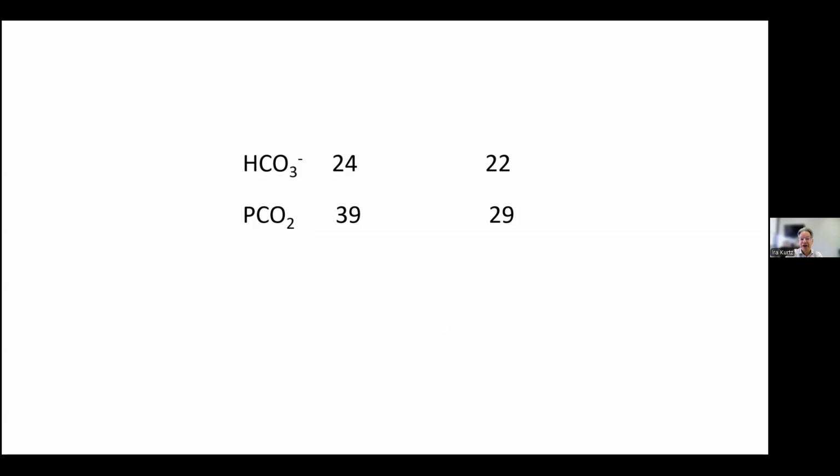So here the bicarbonate truly changed by 2 and the PCO2 fell by 10. So you could say that the ratio you're looking for is an acid-base disorder with a ratio of 0.2 if you want, or 1 to 5, whatever is easiest for your mind to memorize. Some people like converting them all to decimal points. This is acute respiratory alkalosis.